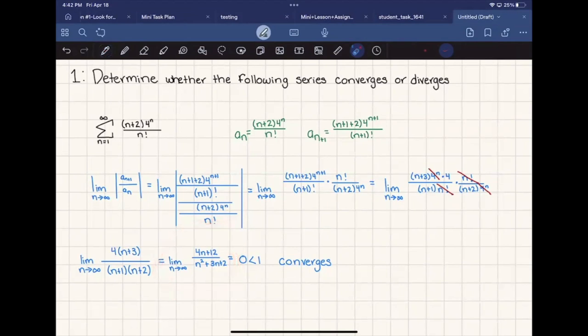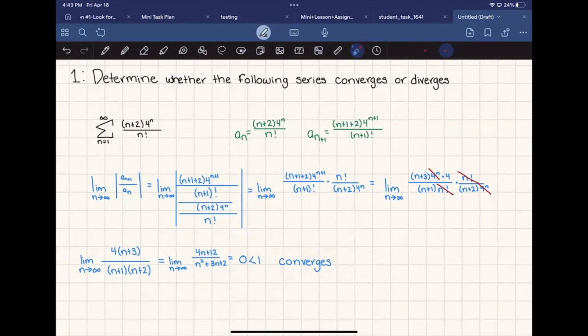Now we know with our limit rules that when our power on top is less than our power on the bottom, so if we look at our n, the power here is 1, and we look at our n here, our power here is 2. When that happens, when our top is less than our bottom, our limit is going to approach zero because the bottom part is growing much faster than it is growing on the top. So with our ratio test, whenever our number is less than 1, the series is going to converge.